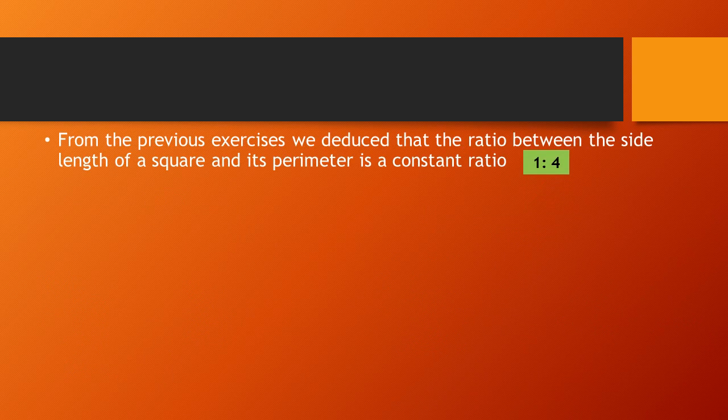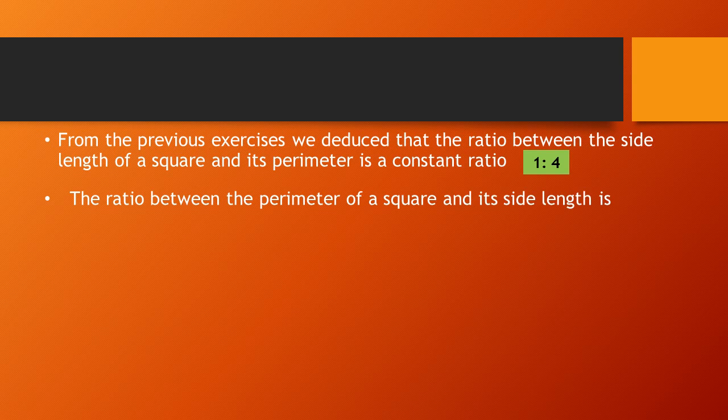From the previous exercises, we deduce that the ratio between the side length of a square and its perimeter is a constant ratio. It's 1 to 4. The ratio between the perimeter of a square and its side. Now I change the order. I said the perimeter of a square and its side. That means the ratio here will be 4 to 1. Don't forget, the order is very important.